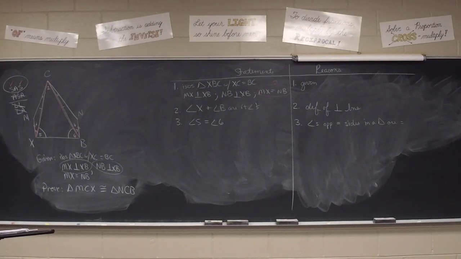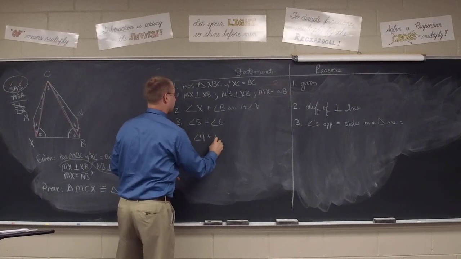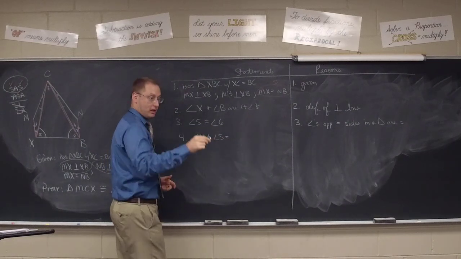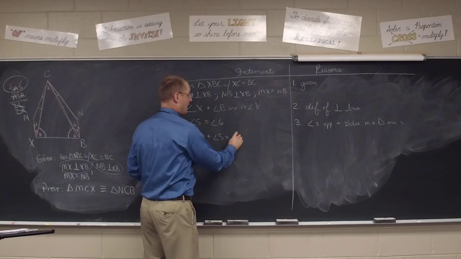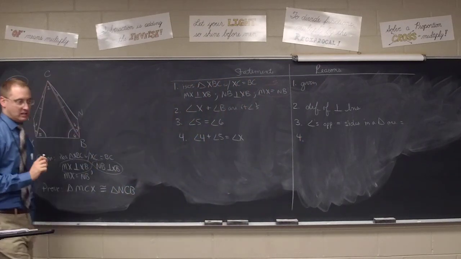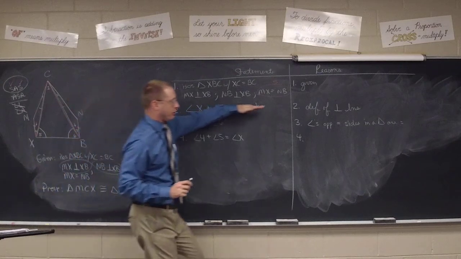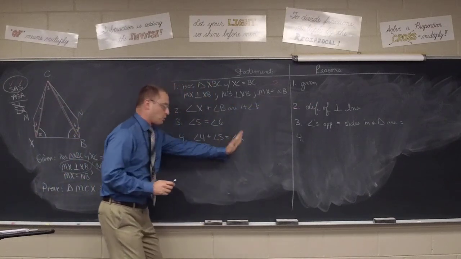So, Brecken, how do I get 4 and 7 to be equal? Angle 4 and angle 5 added together equal a right angle. Okay, let's state what he said. Angle 4 plus angle 5 equals what right angle specifically? Angle X. How do we know angle 4 plus angle 5 equals angle X, class? We know we have a right angle because of perpendicular. How do I know that 4 plus 5 equals X, class?